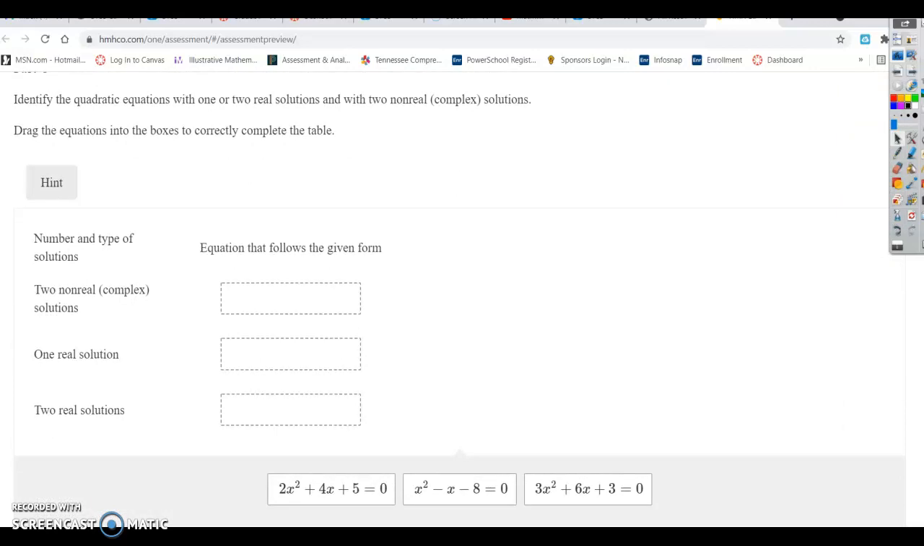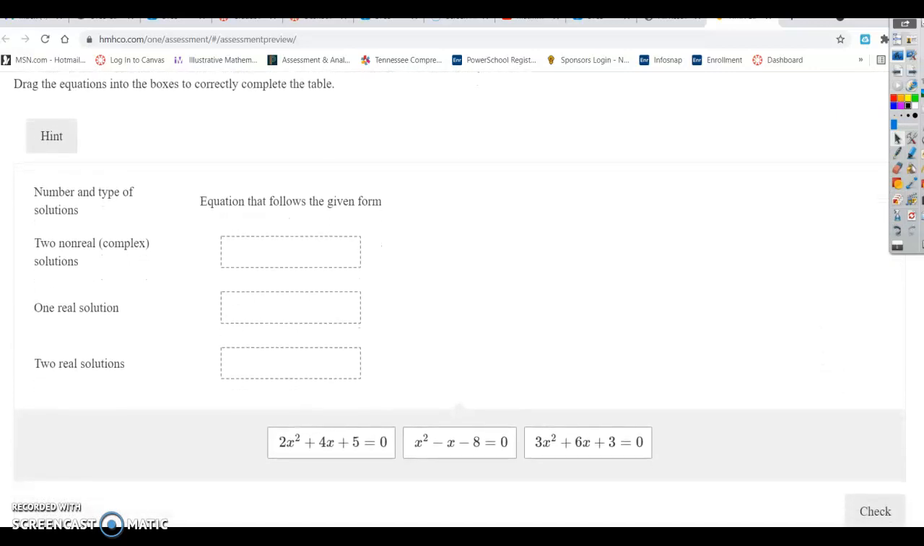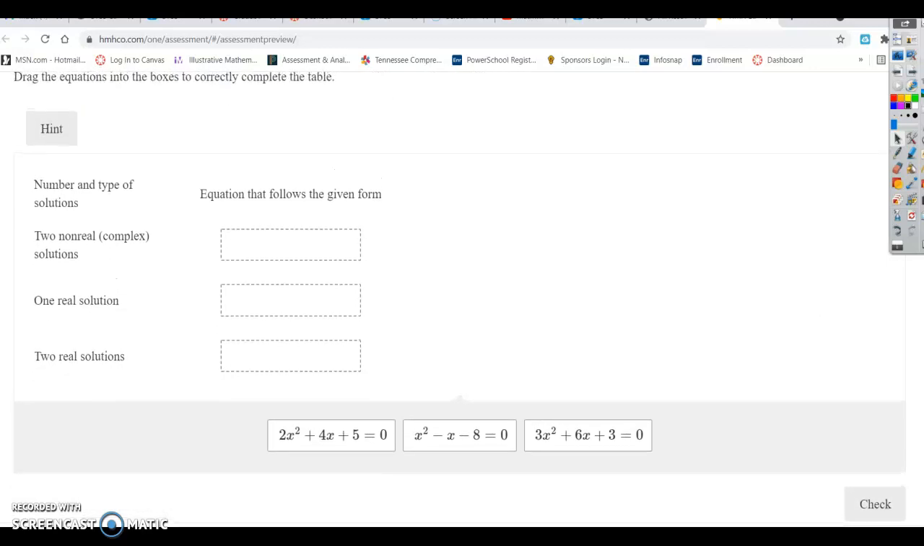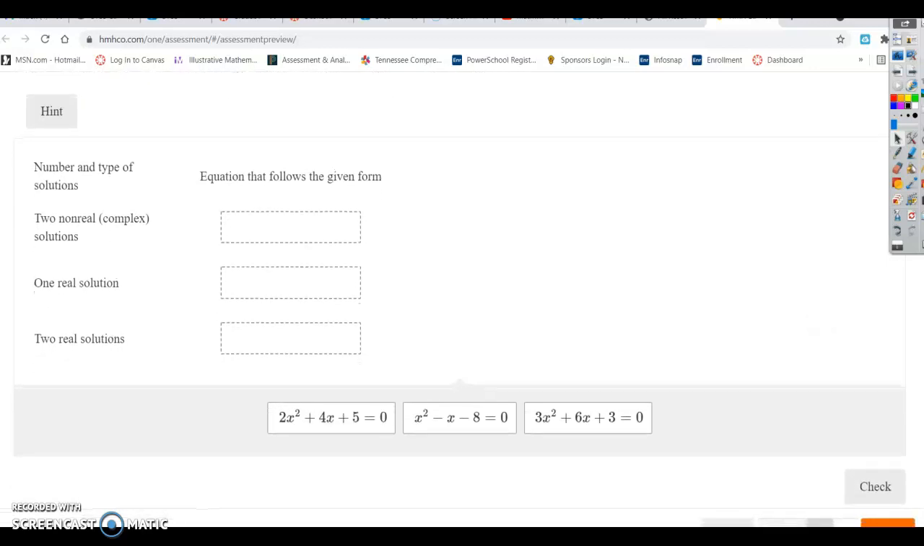All right, it says number and type of solutions: two real, one real, or two non-real solutions. So what you need to do is pause the video, find the discriminant of all the equations, and then come back and match the discriminant with the number and type of solutions.